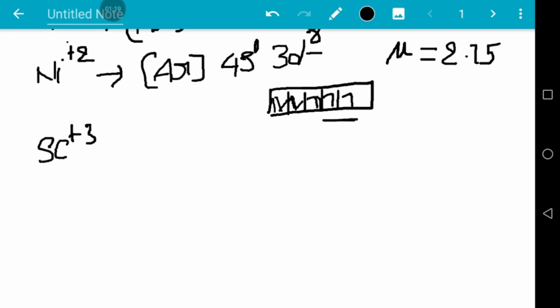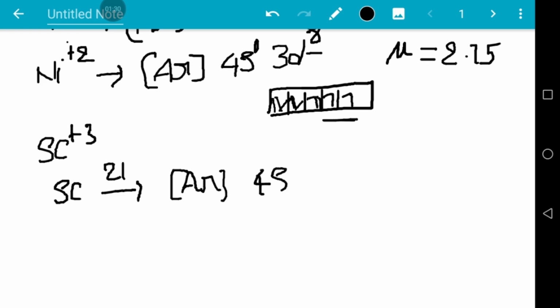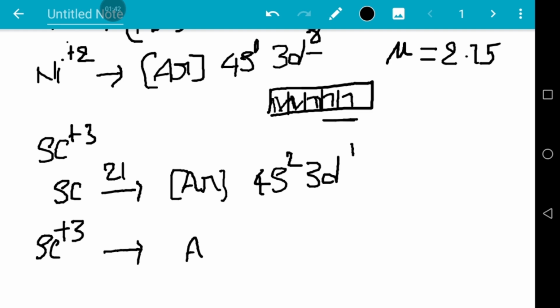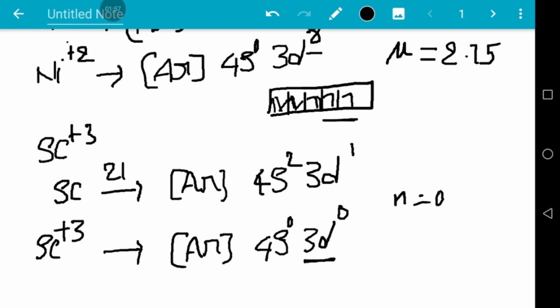So first of all, write down the scandium configuration. Scandium atomic number is 21. So configuration is argon 4s2, 3d1, but they have given scandium +3. So +3 means what we have to do? We have to remove the 3 electrons. First remove the electrons from 4s, then it will be 4s0, and one more electron from 3d, so 3d0 also. So there are no electrons in the d orbital, and unpaired electrons are 0, then mu value is also 0.